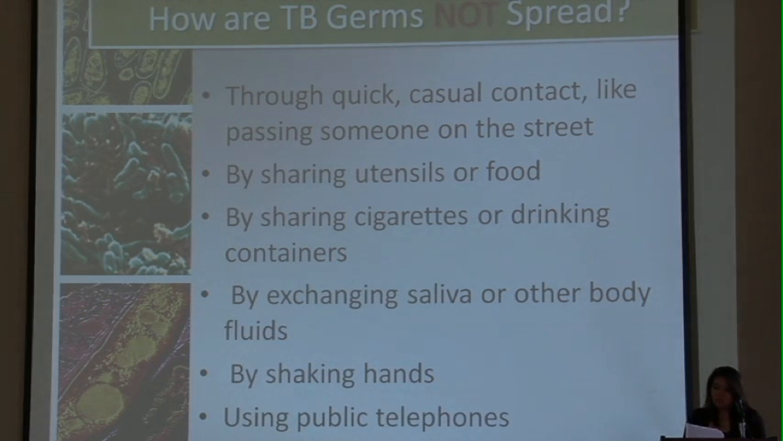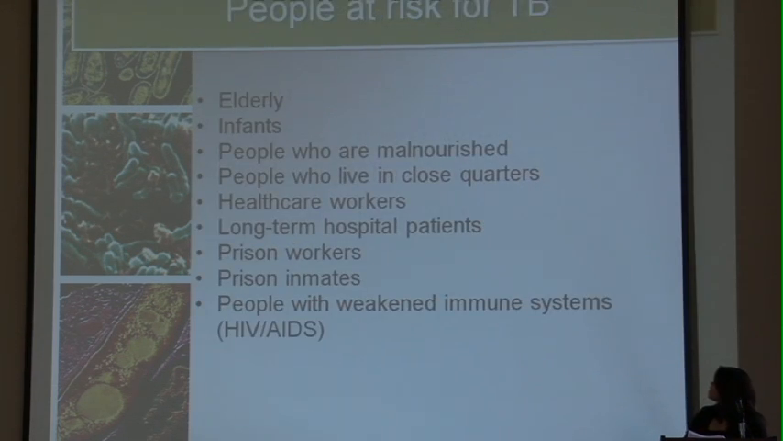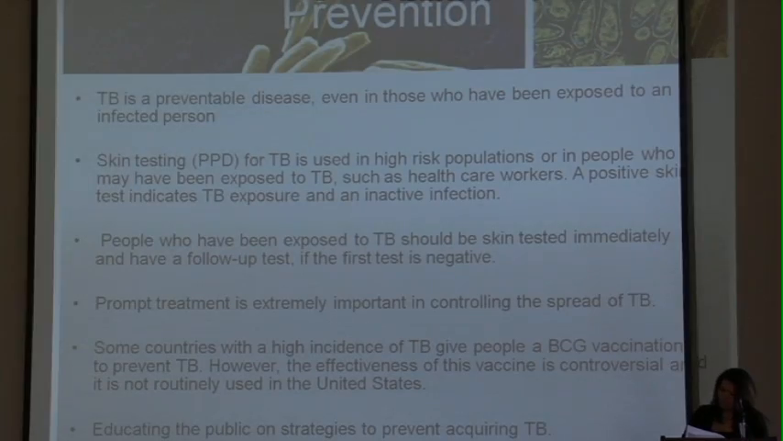So, how TB germs are not spread. They are not spread through quick casual contact, by sharing utensils, by sharing cigarettes or drinking containers, exchanging saliva, by shaking hands, or using public telephones. People who are at risk for TB are the elderly, infants, people who are malnourished, people who live in close quarters, healthcare workers, long-term hospital patients, prison workers, prison inmates, and people with a weakened immune system like HIV/AIDS.